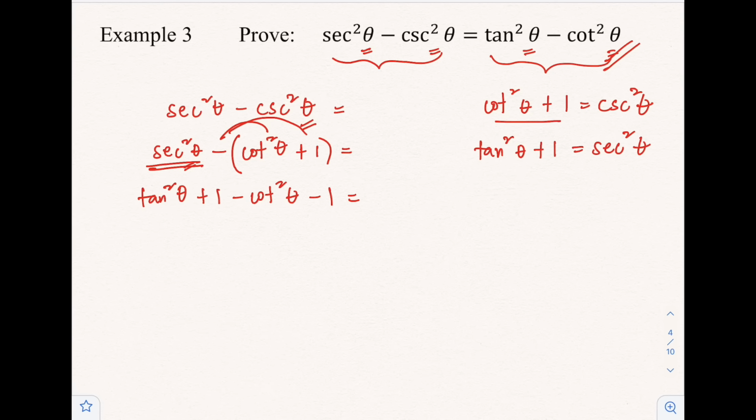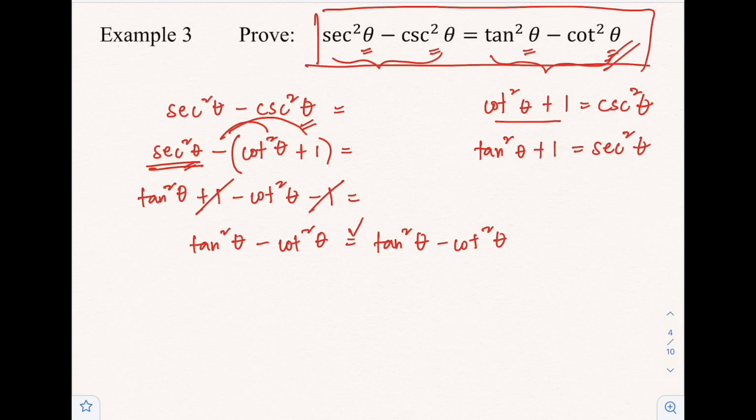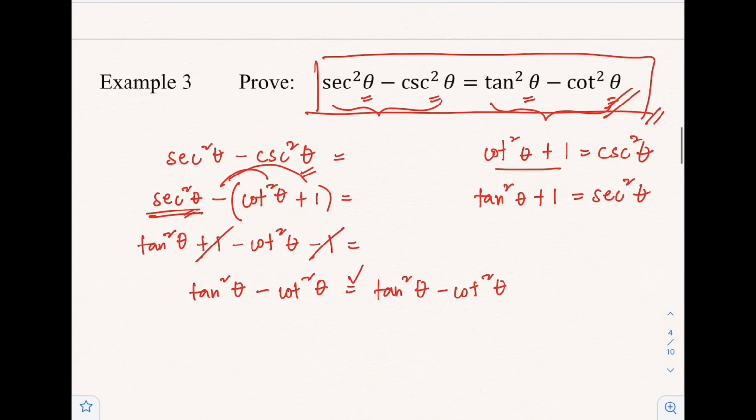So, pag sinimplify to guys, combining like terms, makakancel yung ating 1. Tama? So, ang matitira ngayon, we have tangent squared theta minus cotangent squared theta, which is now equals dun sa ating right side na tangent squared theta minus cotangent squared theta. Okay, so therefore, si secant squared theta minus cosecant squared theta is equals kay tangent squared theta minus cotangent squared theta. Okay? So, this is the end of our video.